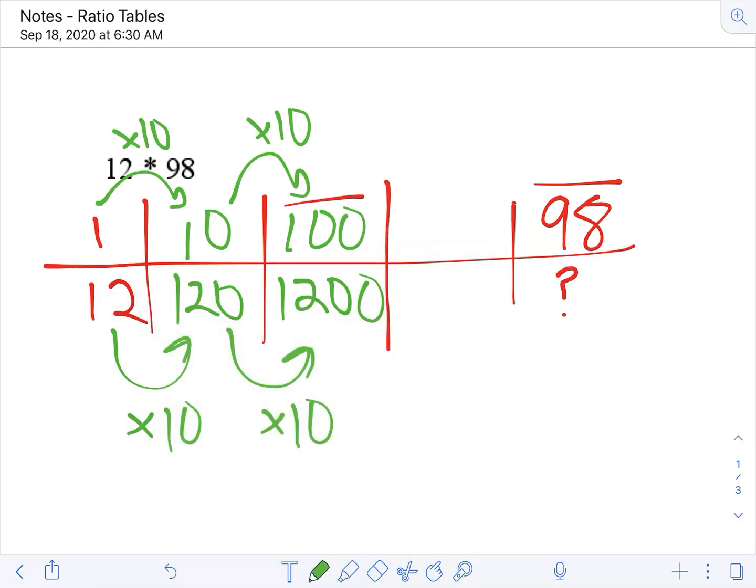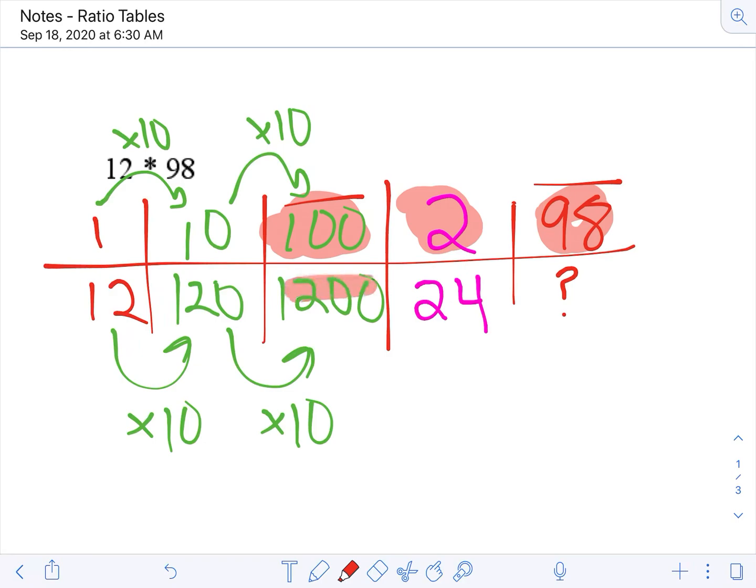So what I'm saying, let me use a different color here. There you go. So if I figure out what 2 times 12 is, which is 24, that doubling stuff pays off. Then all I got to do is 100 minus 2 gives me 98. So 1200 minus 24 will give me something.